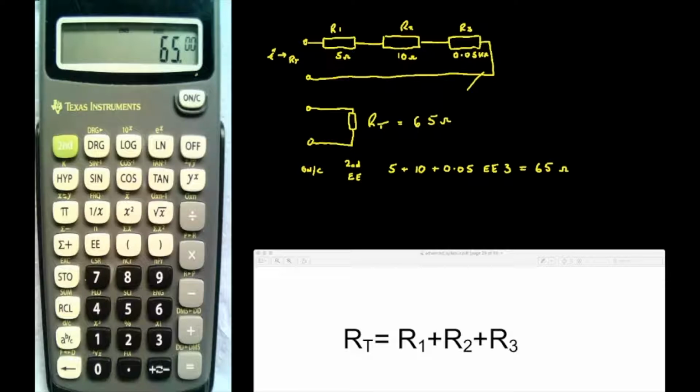So you can see then that the EE key, and using engineering notation, makes it fairly easy to enter the values that we need. So that's resistors in series.